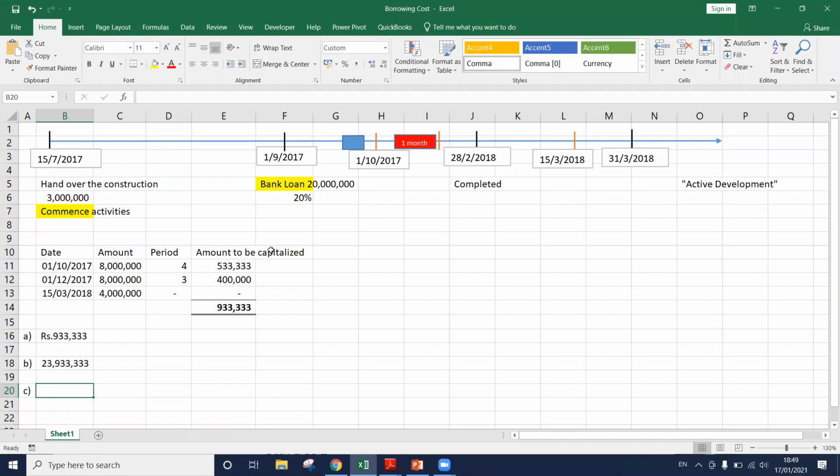Clear? If there was no such standard called LKAS 23, what is the amount we need to identify as an interest expense? මෙහෙම standard එකක් තිබෙන්නේ නැහැ කියන assumption එක අනුව, what should be the interest amount that we need to identify as an expense? Clear? 20 million ගන්නවා at 20% interest rate. For how many months? From 1st of September 2017 to 31st March 2018.